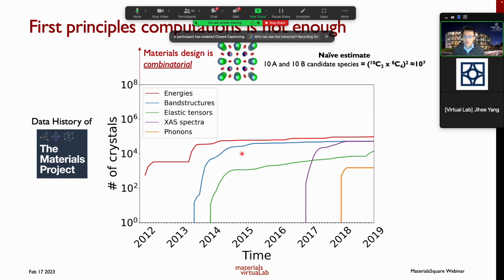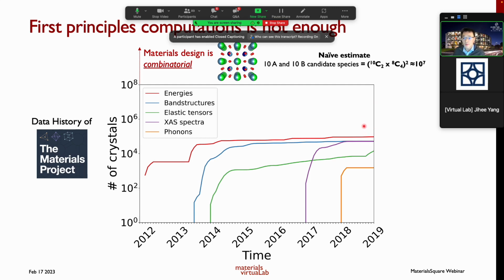As we all know, materials design is combinatorial, right? Even if you think of a simple crystal structure like the perovskite, and you assume that you can substitute different A and B species, with just 10 A species and 10 B species, doing a naive estimate, you get about 10 to the power 7 crystal structures, right? And that is orders of magnitude higher than the number of materials in the Materials Project today.